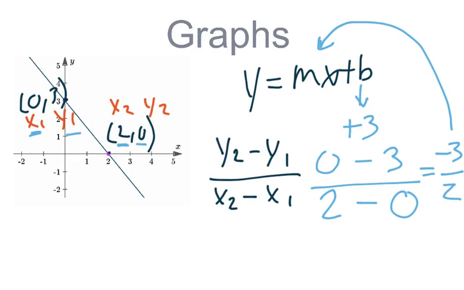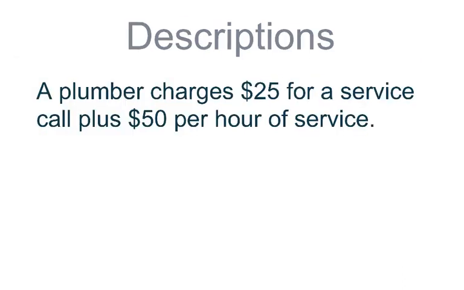All right, so if I were to rewrite my equation, I would get y equals negative 3 over 2 x plus 3. And we can always check our answer, right? Our y-intercept looks good, and we have a negative slope. And if we were to do rise over run, we would rise 3, run 2, and our slope formula checks out. Now that we've done graphs, let's go ahead and move over to descriptions.